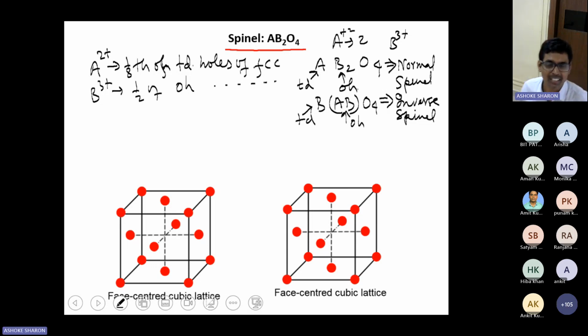Here I have mentioned the tetrahedral and octahedral holes. So before that, we must have an idea about these octahedral and tetrahedral holes, or void spaces, in the FCC lattice. Now let's try to understand these holes.